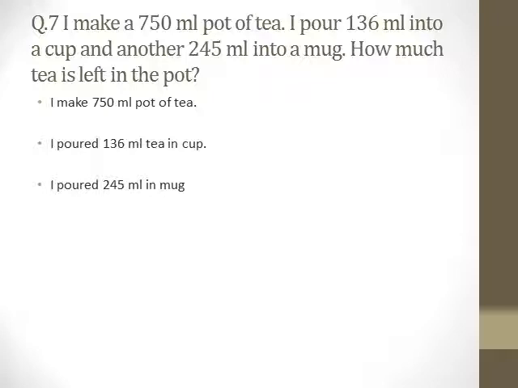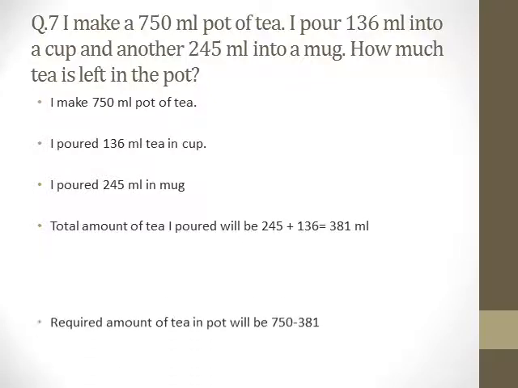So in order to find out how much tea you poured in both the cup and mug, you will do addition. When you add 245 and 136, you will find out how much tea you actually poured. So the total amount of tea I poured will be 245 plus 136. When I add 245 and 136, it gives me 381. How? 5 plus 6 gives me 11. I will regroup 1 with 4, 4 plus 1 is 5, and 5 plus 3 is 8, and then 2 plus 1 gives us 3, so it is now 381 milliliters.